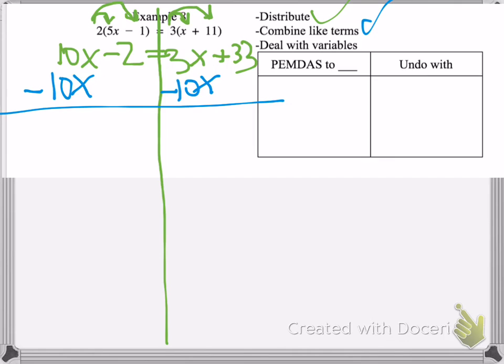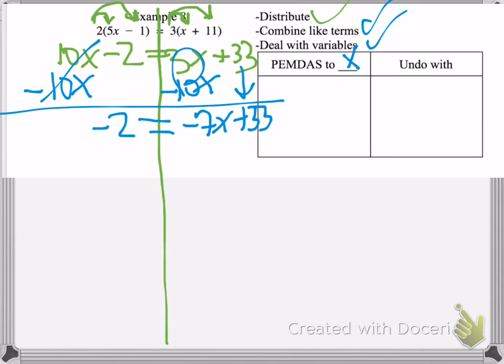So 10x minus 10x is 0. That one's gone. I have negative 2 on the left side. 3x minus 10x is negative 7x. So that's dealt with, and then we still have plus 33. So if we look at it, we're doing our PEMDAS to variable x this time, now that I've dealt with my variables, of course. So by the order of operations, I have negative 7 times x first. So I'm going to multiply by negative 7, and then I would add 33.